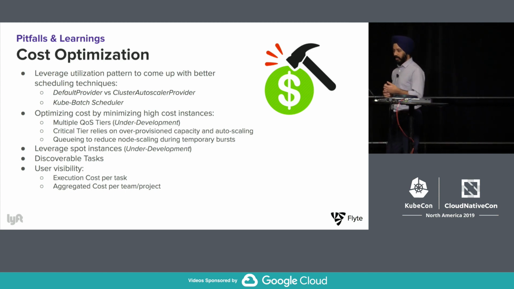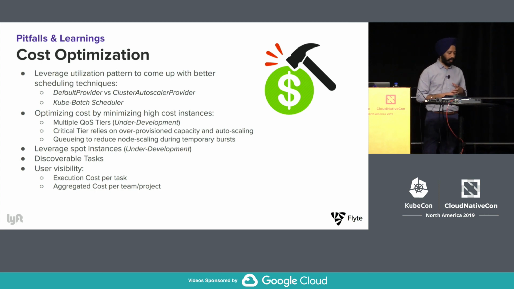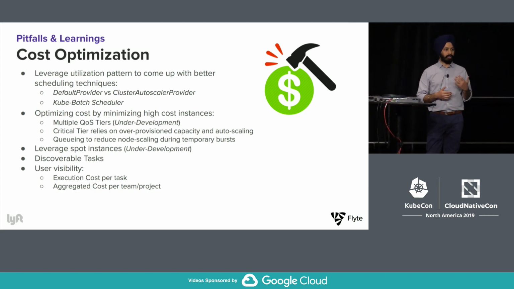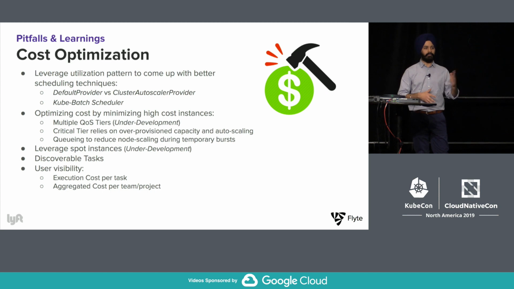So that's something we are trying right now. We are also defining quality of service classes. In our system today, there are critical workloads, which means when they come in, they cannot wait. What we have done there is we have over-provisioned capacity for them. So when they come in, we don't put them in a queue, we just directly schedule them.